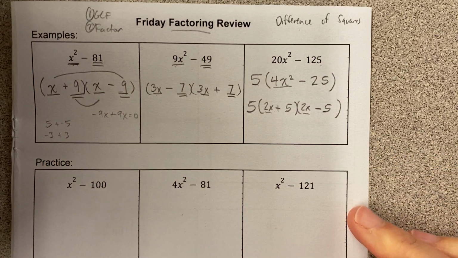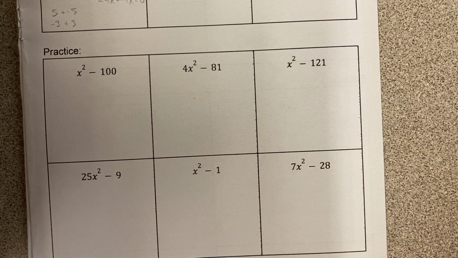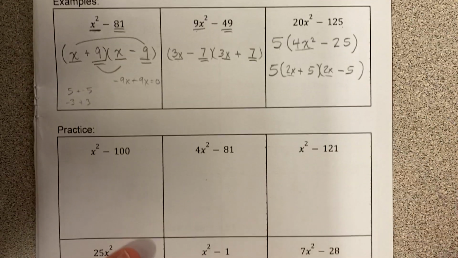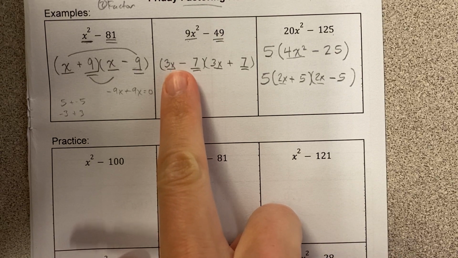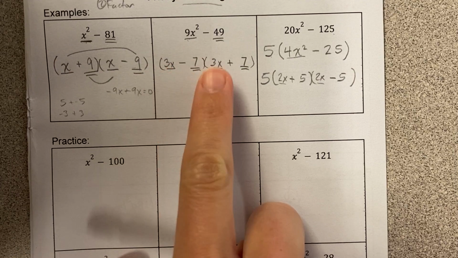I'm all done. Okay, so down here, I will tell you only one of these has a GCF. So you find it, and then they're all going to look like this, right? It's going to be 2 parentheses, the same thing in both parentheses, the only difference is 1 plus and 1 minus.